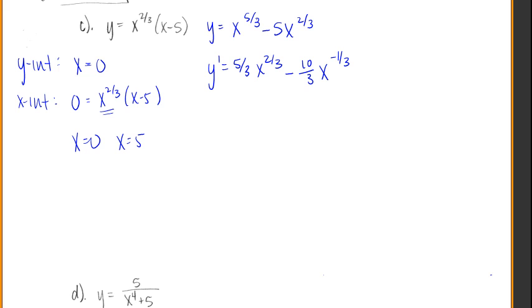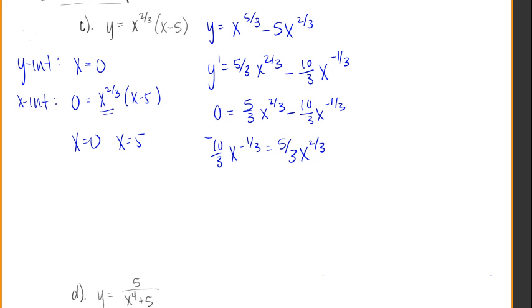Okay, and then from there, we set our first derivative equal to 0 in order to find our critical points. So 5/3 x to the 2/3 minus 10/3 x to the negative 1/3. Okay, so moving the 10/3 over, we have 10/3 x to the negative 1/3 is equal to 5/3 x to the 2/3. Just to clean this up with the coefficients in front, let's multiply both sides by 3/5. That's going to give us 2x to the negative 1/3 is equal to x to the 2/3.